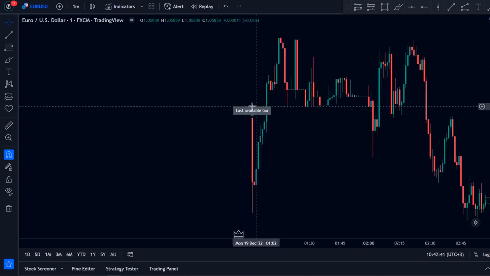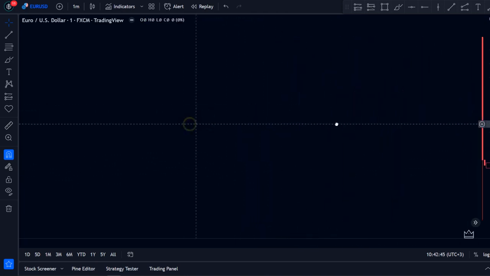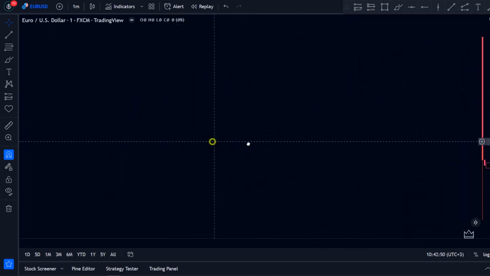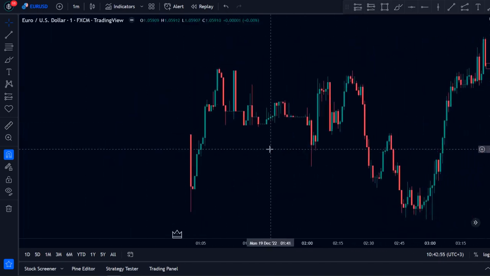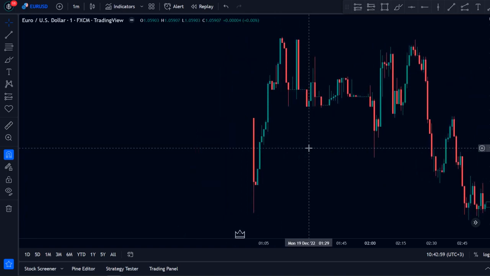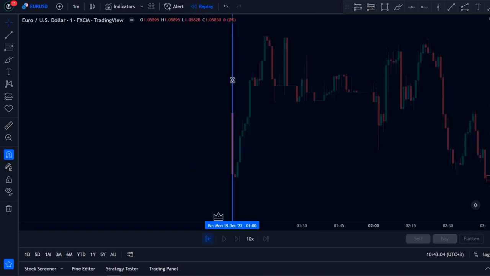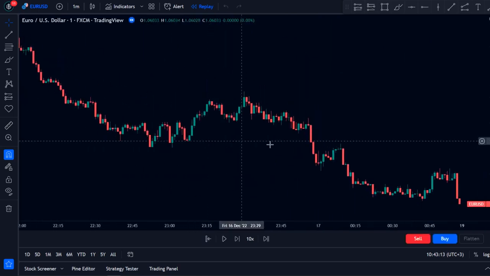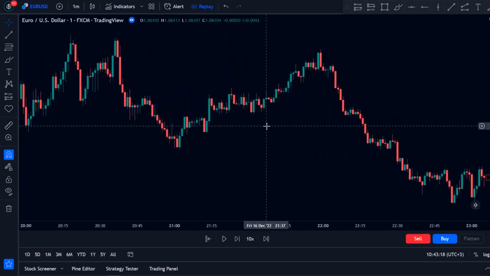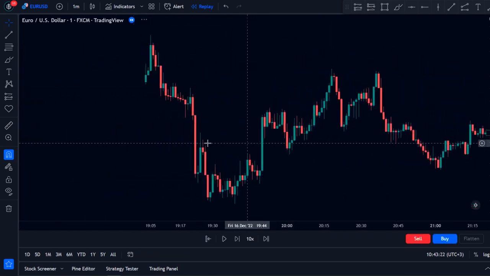Now, as you can see here, I'm at the very end of the data that I already have on my Pro plan. To access more data, you basically go and activate bar replay like this. And then you click on this last bar right here. And then boom, here you go. Now I have 2 more weeks of data right here if I scroll to the left.